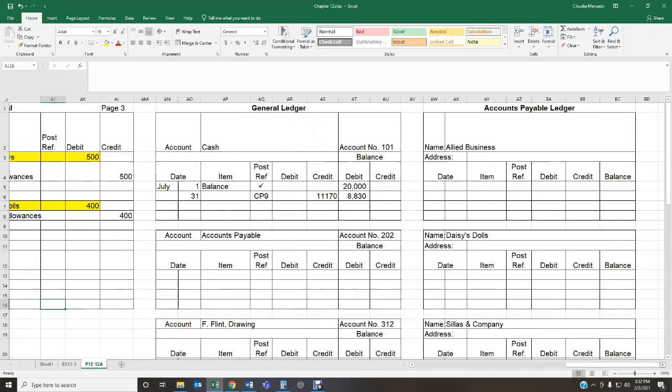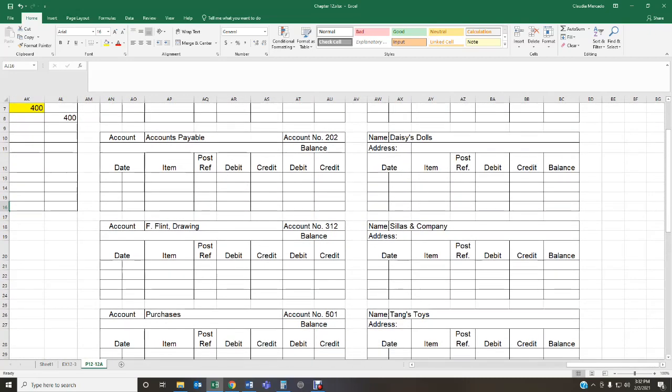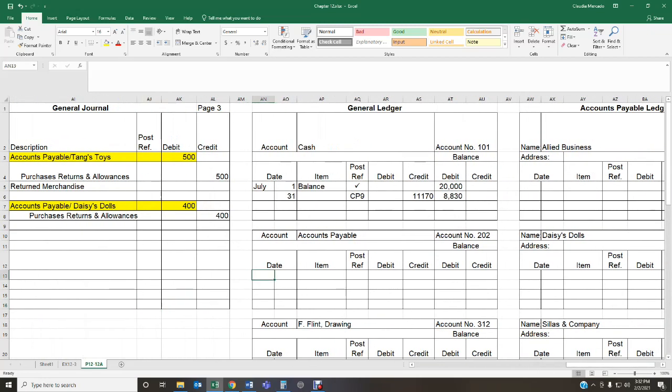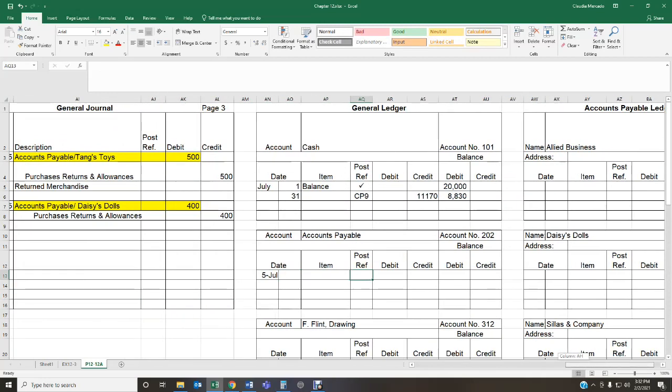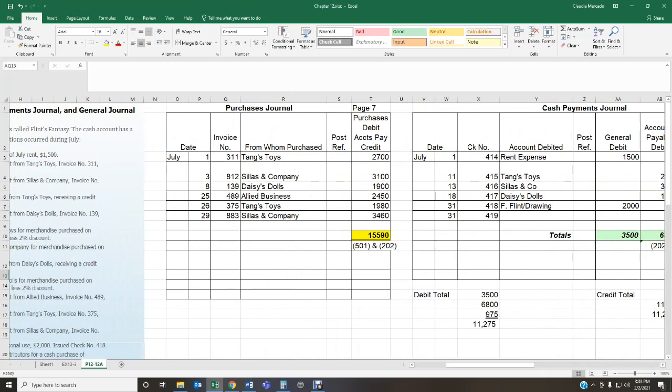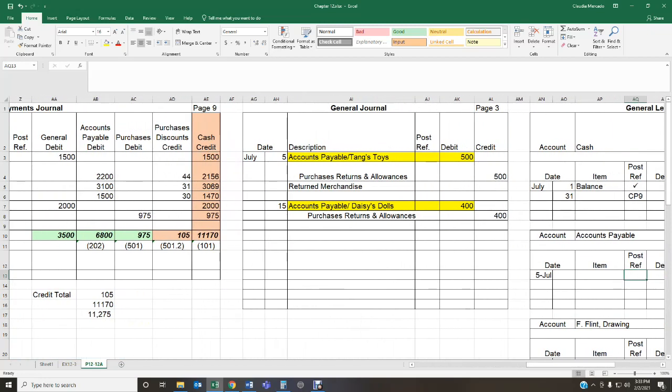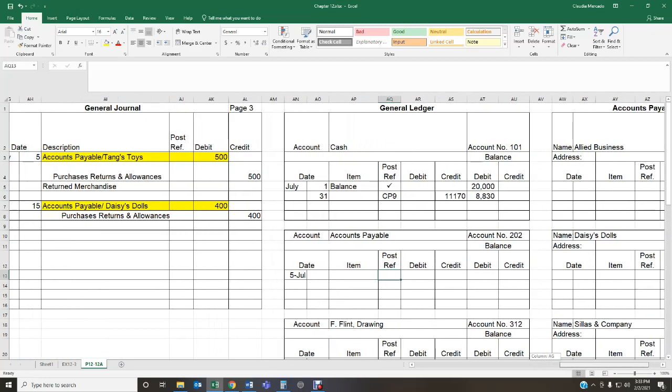So we've got our ledgers over here. The first one we're going to do is July the 5th. On July the 5th, I got this from J3. So where are we getting that? Journal page number 3. So I've got my accounts payable, page number 3. So we're going to enter in our general journal.